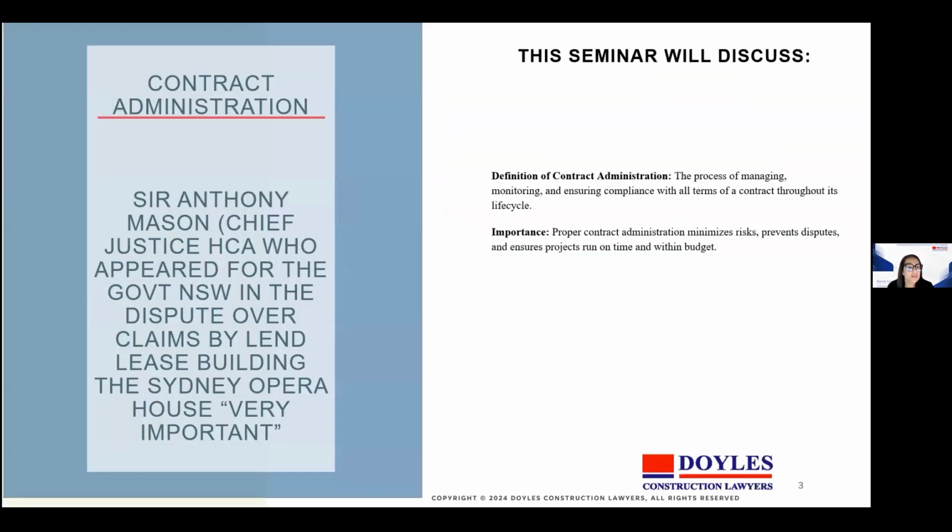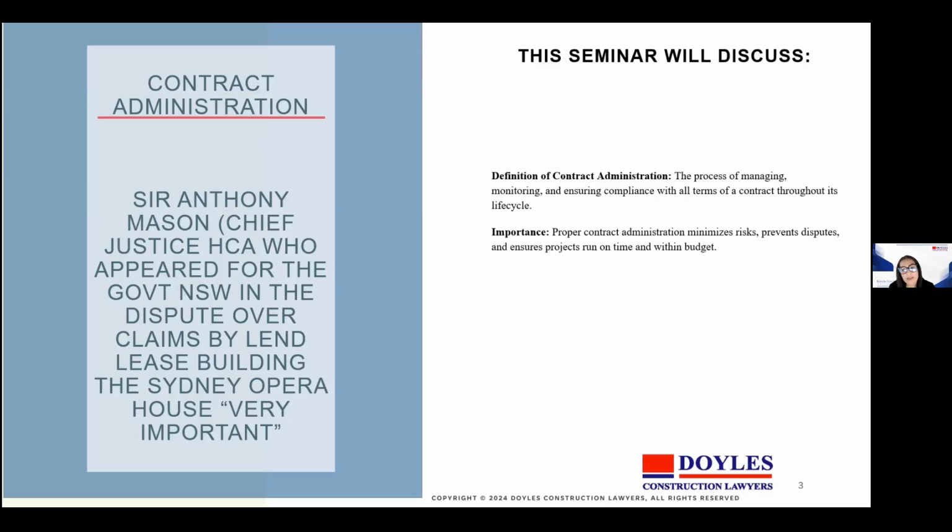The definition of contract administration: the process of managing, monitoring, and ensuring compliance with all terms of a contract throughout its life cycle. Its importance: proper contract administration minimises risks, prevents disputes, and ensures projects run on time and within budget.